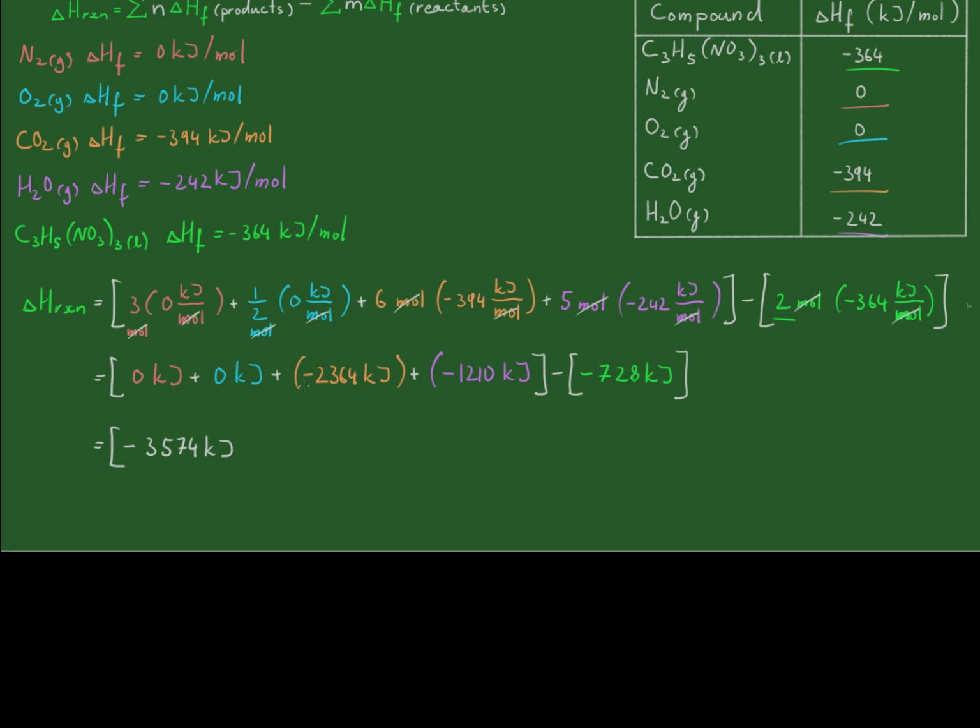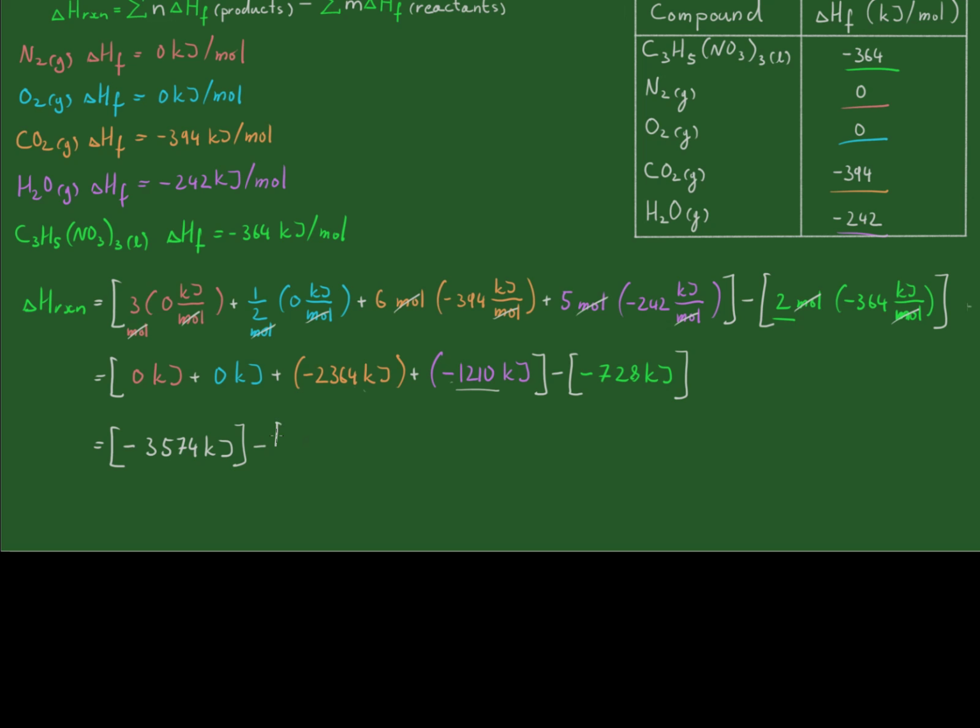So essentially what I have done is negative 2,364, plus and a minus make a minus, which means it's negative 2,364 minus 1,210, which gives me negative 3,574 kilojoules.